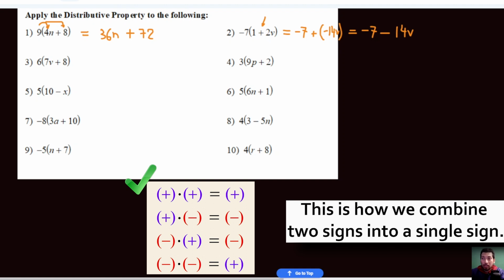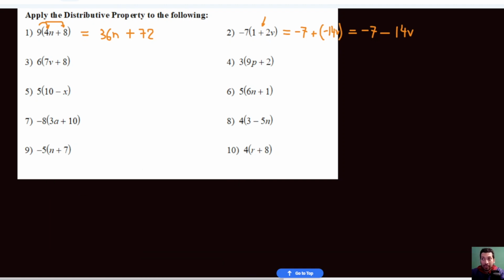Number 3, we have 6, open parenthesis, 7v plus 8. So 6 times 7v is 42v plus 6 times 8, that is 48. That's it. Number 4, we have 3, open parenthesis, 9p plus 2.